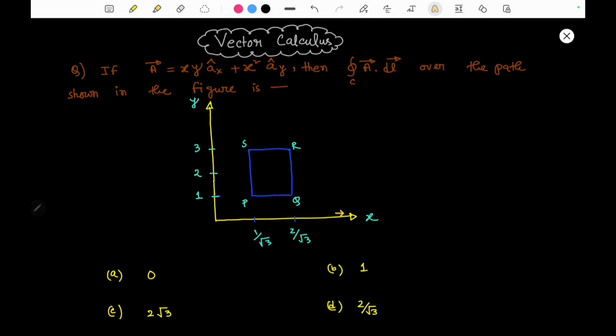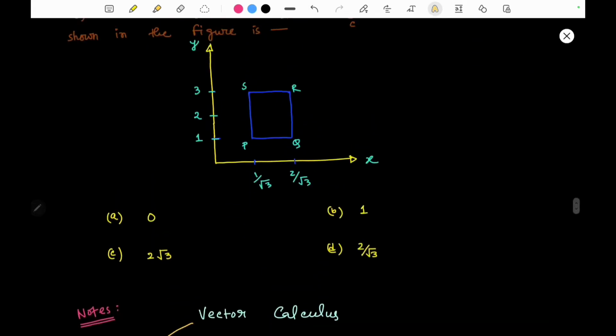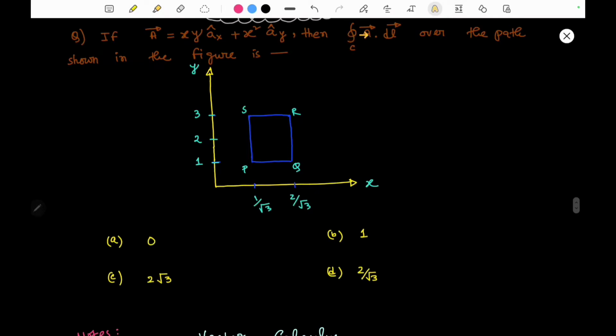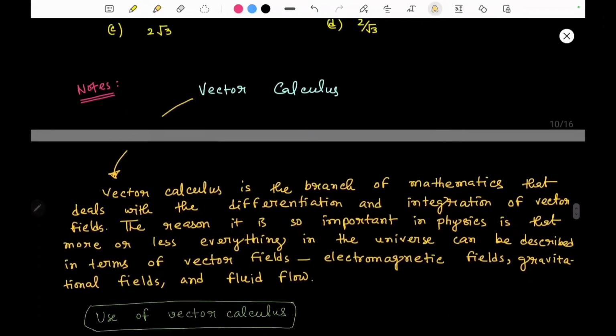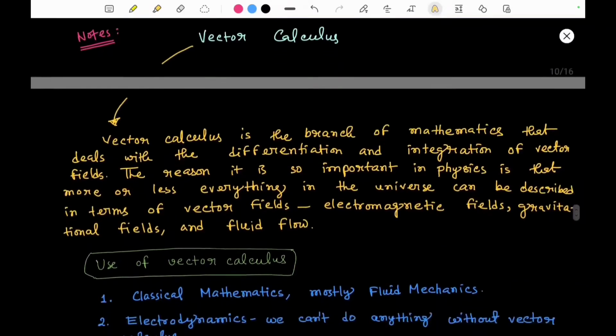So this is the path that is given. It is like a rectangular path. So we need to find out this integration's result. Before solving this, let's know about vector calculus.